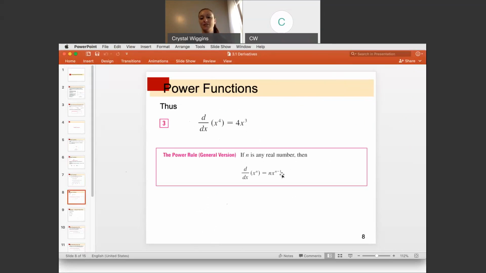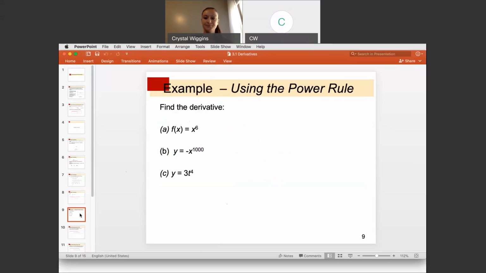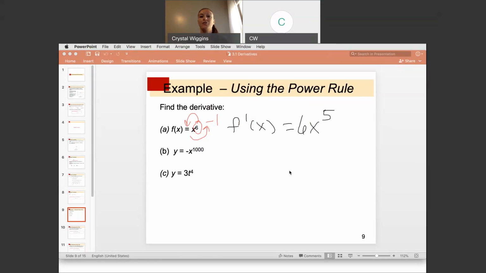Okay, so this is how the definition is written out. You take n, which is the exponent, bring it down in front, come back up and subtract 1. And this is our power rule. So for these examples, let's do these out. For this first one, we are going to take this 6 and bring it down in front, come back up and subtract 1. So the derivative of this first function is 6x to the 5th power. For this second one, same thing. We're going to bring the 1,000 down in front.